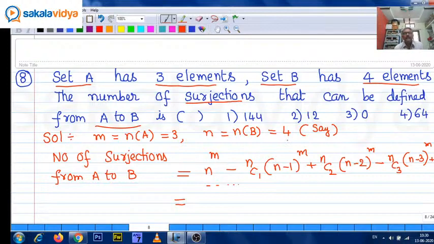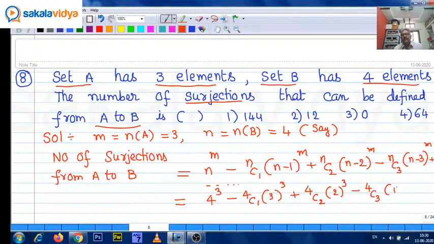Now let us substitute. n is 4. 4 to the power of 3, 4 cube, minus 4C1 times (4 minus 1 is 3) 3 to the power of 3, plus 4C2 times (4 minus 2 is 2) 2 cube, minus 4C3 times (4 minus 3 is 1) 1 to the power of 3. Just simplify these values, then you will get the answer.